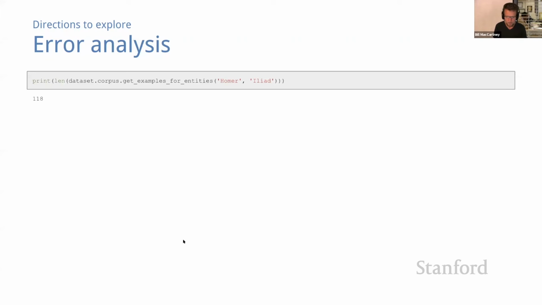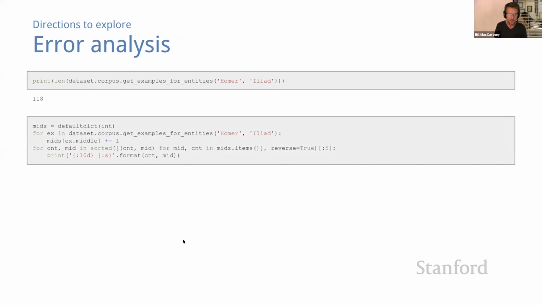But the next thing I did was to write some code to count up the most common middles that join Homer and Iliad across these 118 examples. And so that code looks like this. And here are the results. And there was one middle that strongly dominated, and it's apostrophe S. So as in Homer's Iliad.